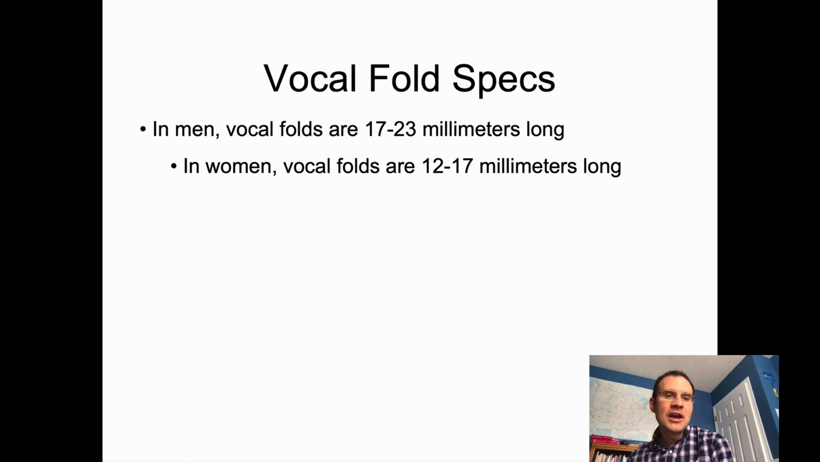So in men, vocal folds are about 17 to 23 millimeters long. That's not quite an inch. 25 millimeters is an inch. In women, vocal folds are slightly shorter than that, about 12 to 17 millimeters long, so maybe about half an inch on the lower end.